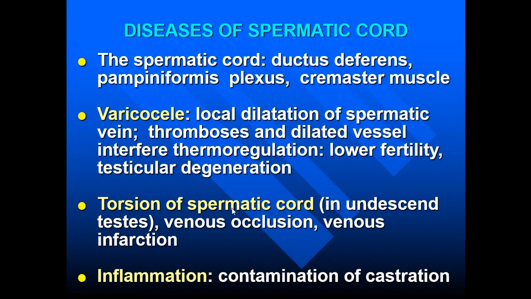The other common cause of spermatic cord disease is a side effect of castration. If castration is not performed in sterile conditions, contamination is likely to occur, and then, of course, it leads to persistent inflammation.